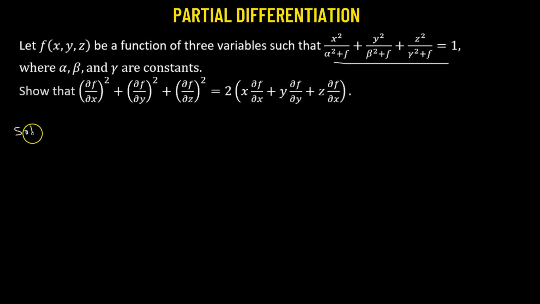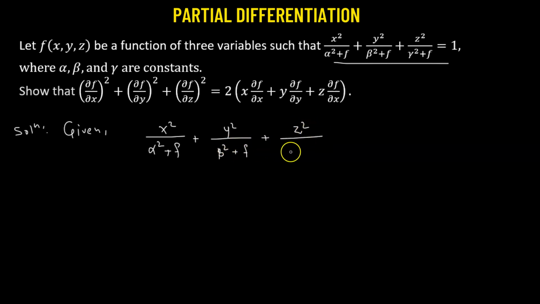So let's begin. Here we are given the expression x squared divided by alpha squared plus the function f, added to y squared divided by beta squared plus the function f, plus z squared divided by gamma squared plus the function f. So this is equal to 1. Let's label this as equation number 1.